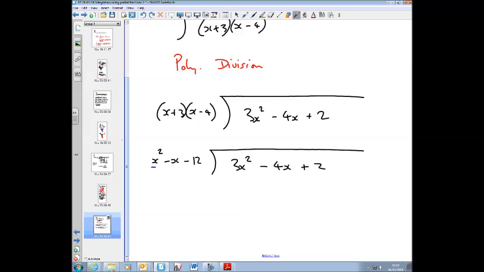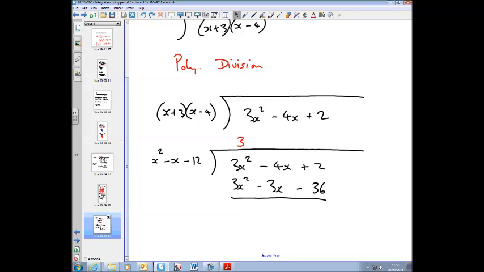So how many lots of x squared are there? What have I got to do to x squared to get 3x squared? Or how many lots of x squared are there in 3x squared? 3. And then I multiply 3 by this whole expression. So 3 times x squared, 3 times minus x, 3 times minus 12. And that then goes underneath. So 3 times x squared gives 3x squared. 3 times minus x is minus 3x. And 3 times minus 12 is minus 36. Work out the remainder.